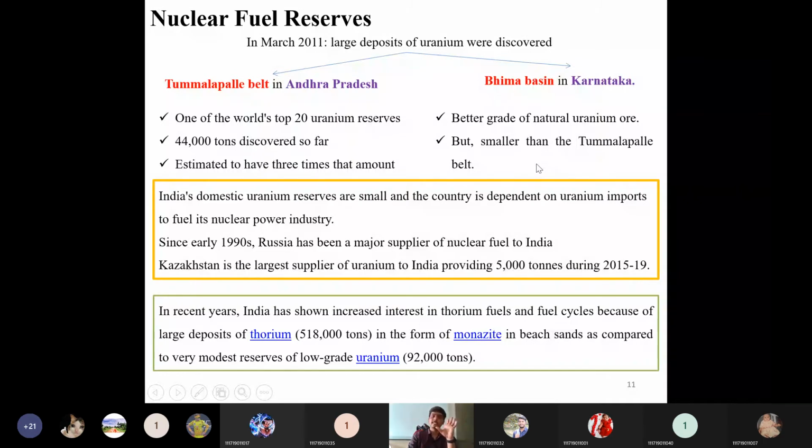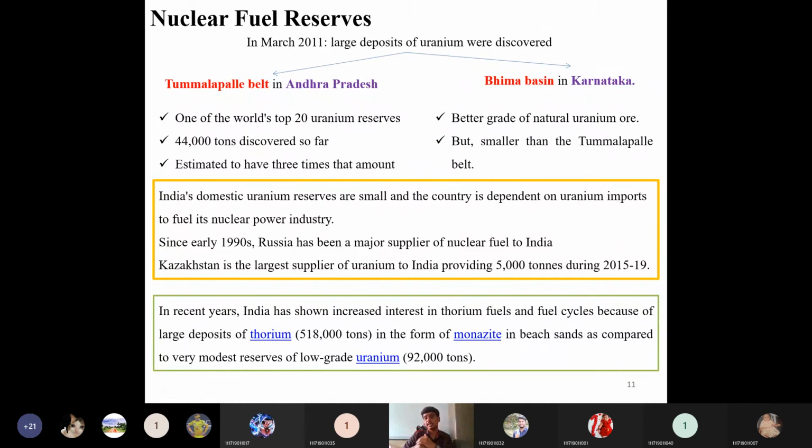Bhima basin quality is high, but the quantity is very low. So India's domestic uranium reserves are small, and the country is dependent on uranium imports to fuel its nuclear power plants. So we have to import the nuclear material from outside the country. The major supplier to India is Russia.